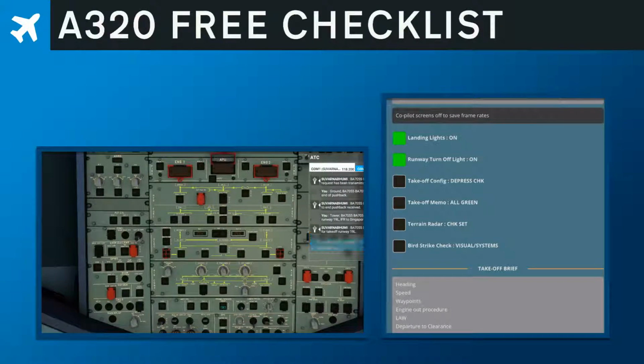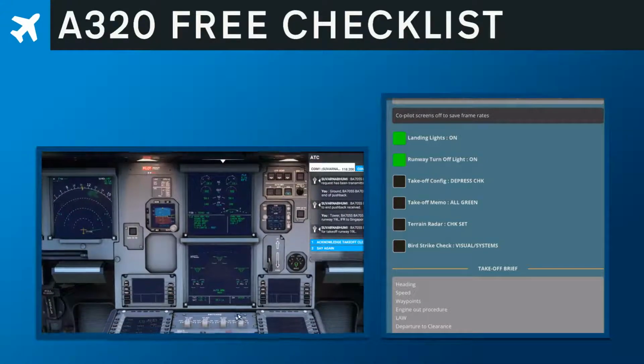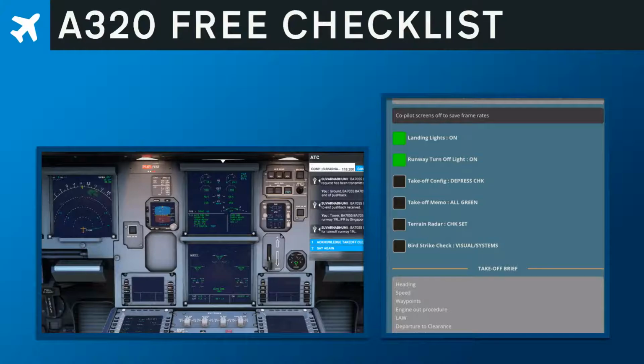Off lights. So we're cleared for takeoff, and we want to go back to status, takeoff config. Come on, press. There we go. So no blues, so all good. Takeoff memo, all green. Acknowledge the clearance. Cleared for takeoff runway 19 left, BA 7055.